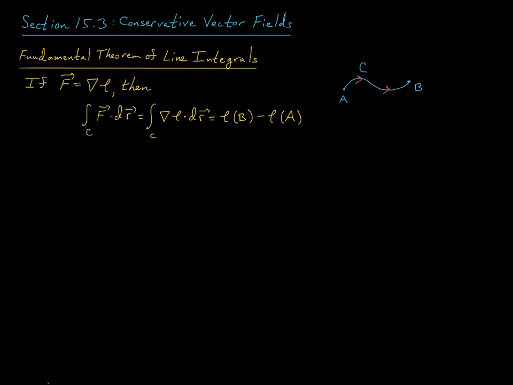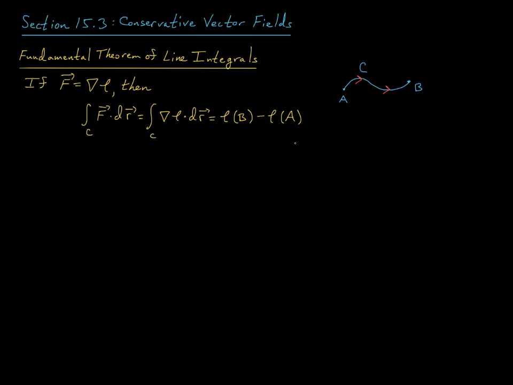It says that if you have a conservative vector field F, so in other words, F is equal to the gradient of some function phi, then compute the line integral of the vector field F over some path C from the point A to the point B, that's just the same thing as computing the line integral of the gradient of phi, and this turns out to equal this potential function phi evaluated at the terminal point B minus the potential function phi evaluated at the initial point A.